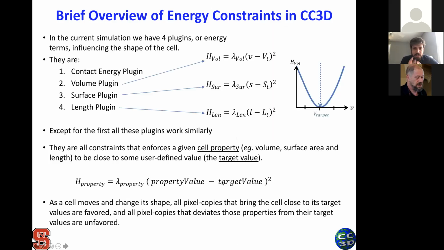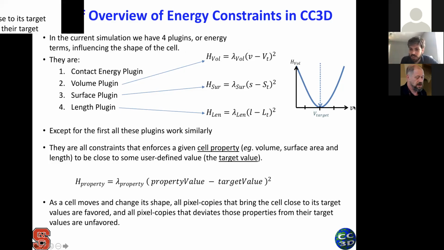So this is exactly the format of the volume, surface, and length constraints. They all look exactly similar. There is a strength of the constraint, the current value of that property, and the target value that you wish the cell to have. When it's on the target value, the energy term is 0. When it deviates from the target value, either higher or lower, you get an increase in energy, and that is penalized in the way that CompuCell works.